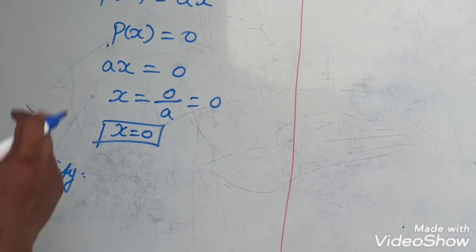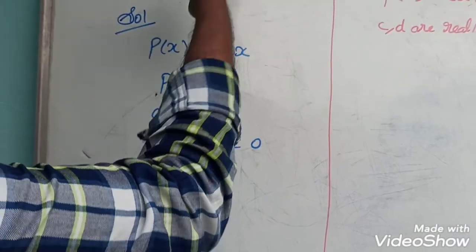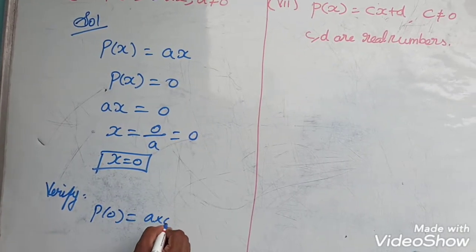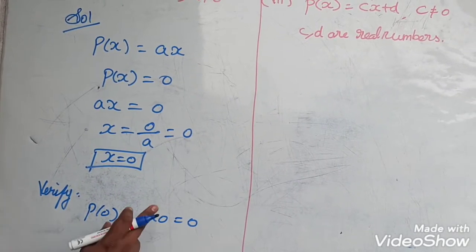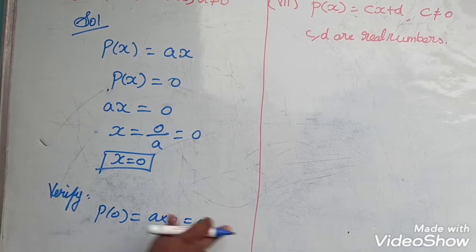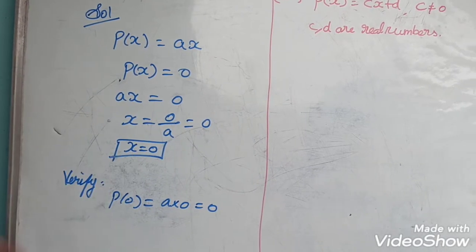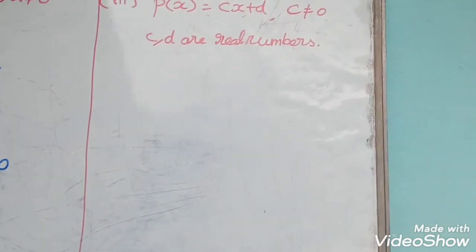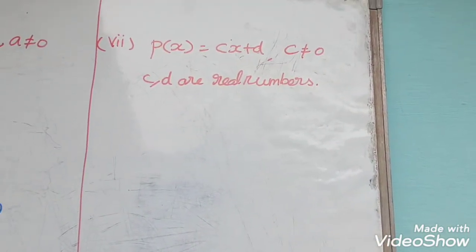There is no separate verification. X becomes 0, and you multiply 0 with anything, you get 0 only. So P of 0 is a into 0, we get 0. So 0 can be multiplied with anything and you get 0. So we conclude x equal to 0 is the zero of the polynomial. In the same way, move on to question number 7. Here Cx plus D, C and D are real numbers.